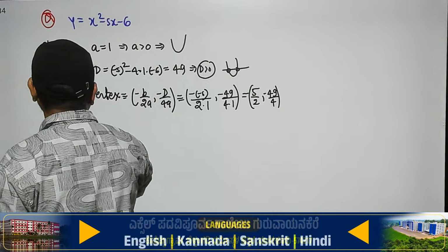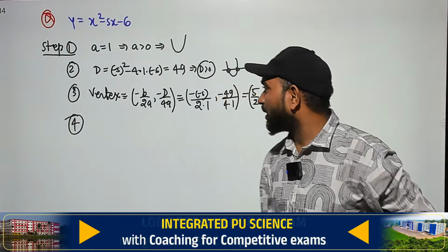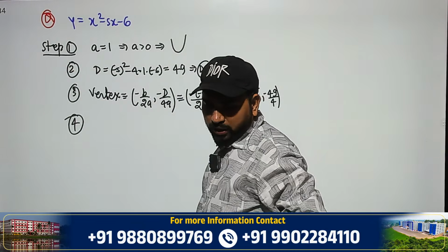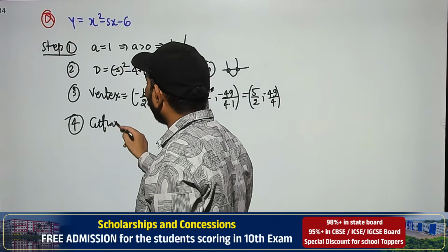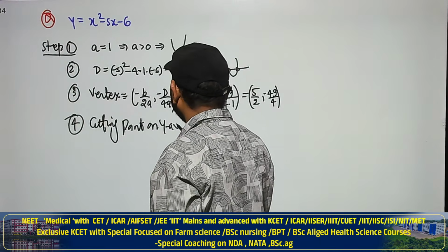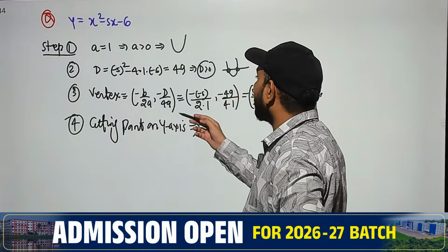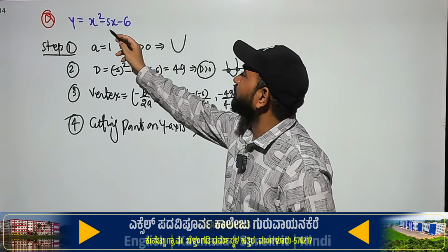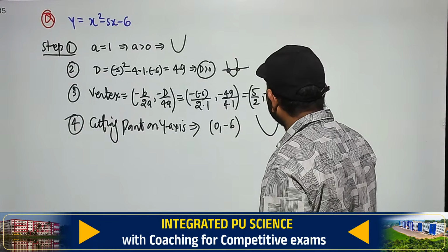Now the next step. The fourth step: after finding the vertex, you can find the cutting point on the Y-axis. It means x is 0, then y is equal to minus 6. This is the cutting point. It means the graph is looking like this.